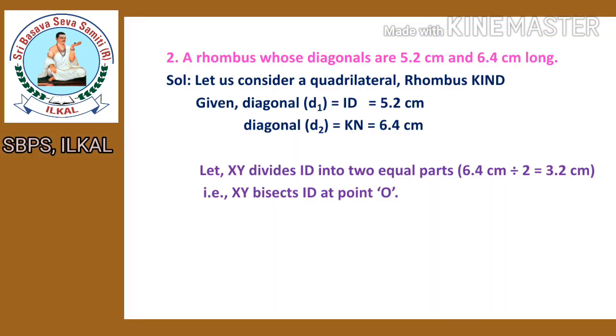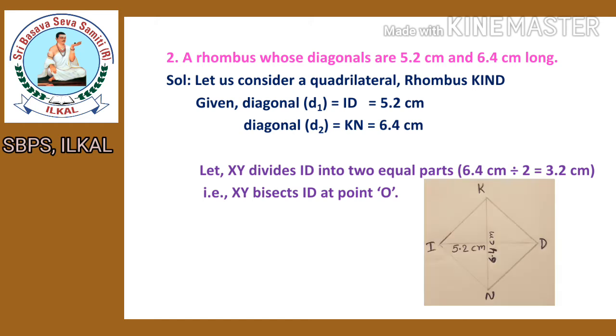Second question, a rhombus whose diagonals are 5.2 cm and 6.4 cm long. Solution, let us consider a quadrilateral rhombus KIND. Here they have not given any word, children. You can consider any word. I have considered KIND. Given diagonal D1 is equal to 5.2 cm, which I considered as ID. Second one, diagonal D2, KN is equal to 6.4 cm, I considered.